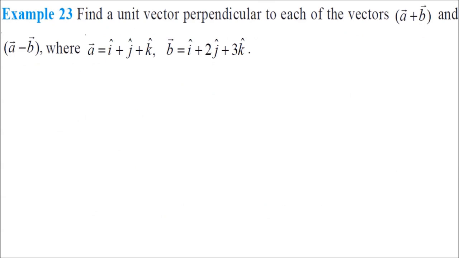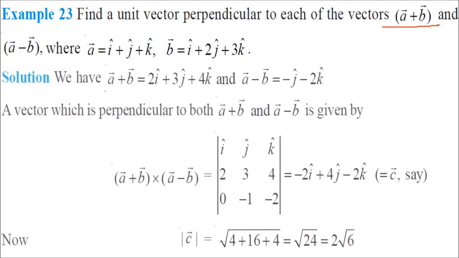Then find the unit vector perpendicular to each of the vectors, where a and b are given. So a plus b and a minus b are given. Any vector which is perpendicular to both of these will be given by the cross product of these two. So find out the cross product.